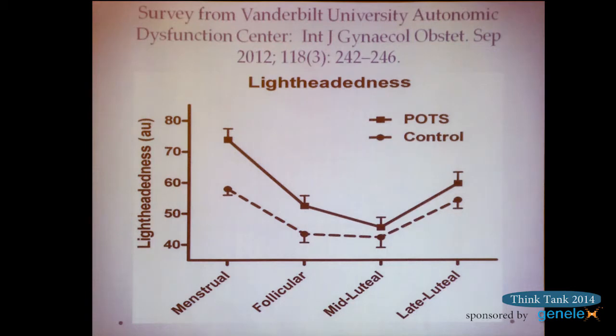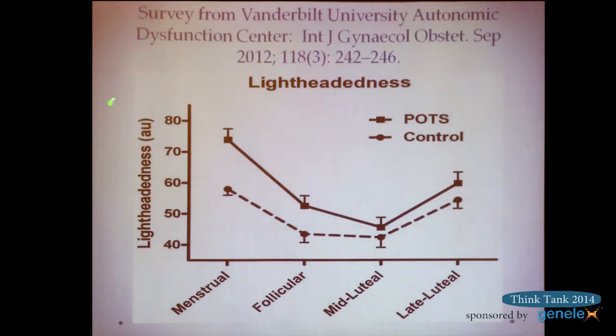So a survey at Vanderbilt, their autonomic dysfunction center, really found that even patients who don't have POTS, so to speak, have problems when they menstruate. So the top line here, the scale is really, here's the phase of menstruation here, so menstrual, follicular, mid-luteal, and late luteal stages. And then there's a sort of arbitrary scale.